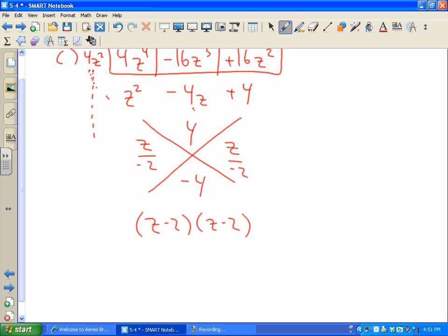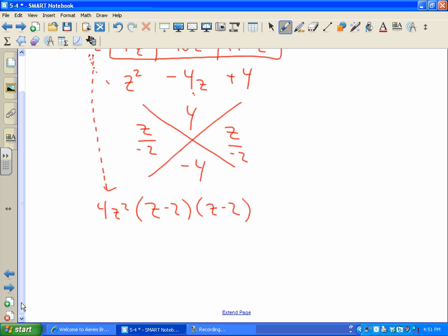And I will bring down my first factor, 4z squared. And I'm okay with 4z squared times z minus 2 squared also. I'll take either one of those. They say the same thing.